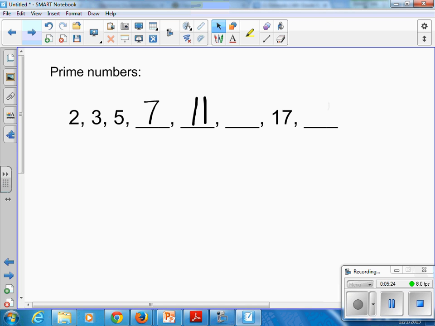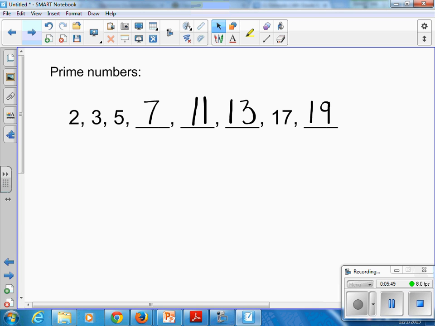What's next? After 11, is it 15? Be careful. 3 times 5 is 15, so it has to be another number. We have 13. And after 17, what is the next prime number after 17? 19. Okay? You don't really have to memorize it, but it's a good idea to know which are the prime numbers.